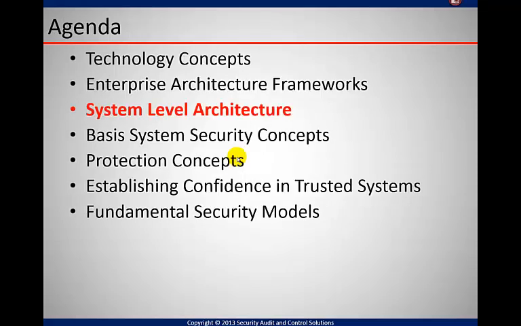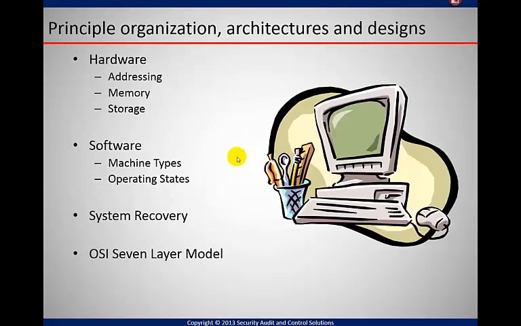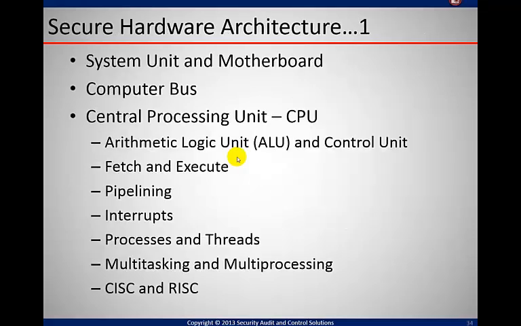When you look at system level architecture, we need to look at the whole architecture of the hardware and software. We look at hardware, the addressing, memory, some storage, some risk around that. There is software such as machine types and operating states, a system recovery depending if it falls over, and also you've seen in domain 2 the OSI 7-layer model, which is also important. We have the system unit, a motherboard, a computer bus, and the bus is all dependent on how many bits are running at the same time. And currently we're sitting at about a 64-bit bus in most of the desktops.